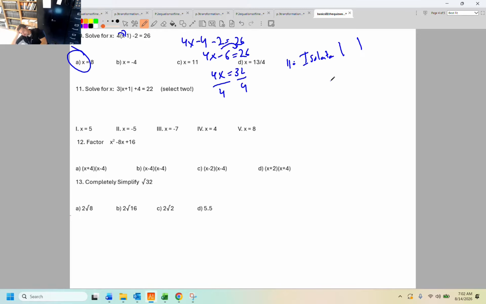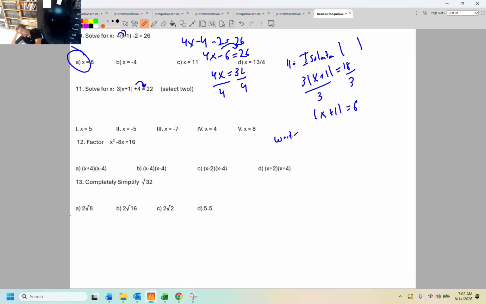So we're going to isolate that thing. And what we're going to do is subtract 4. 3 absolute value of x plus 1 is equal to 18. And we're going to divide by 3. That's going to give me that the absolute value of x plus 1 is 6.